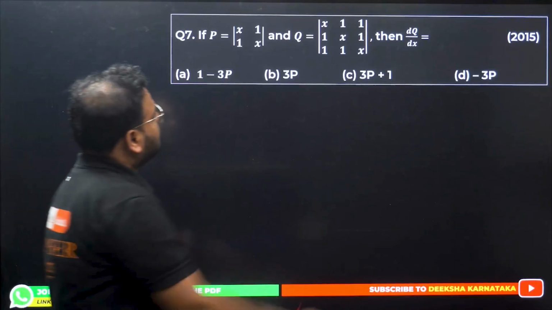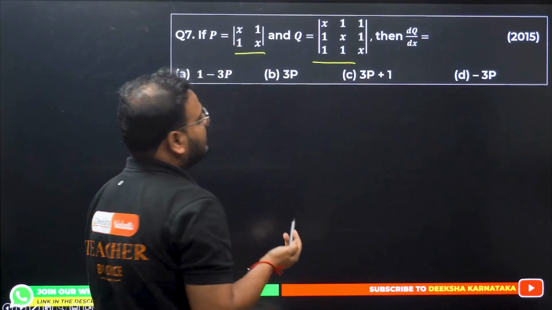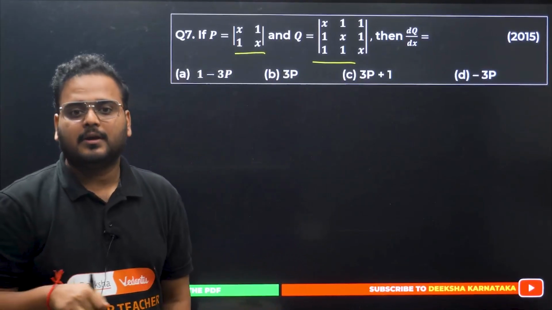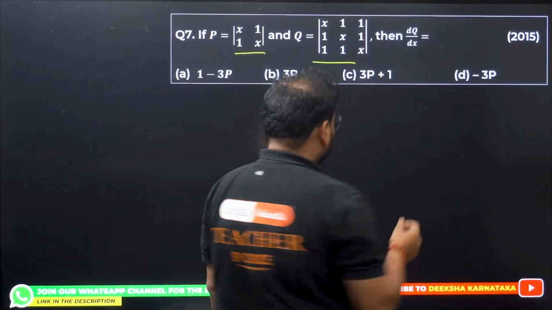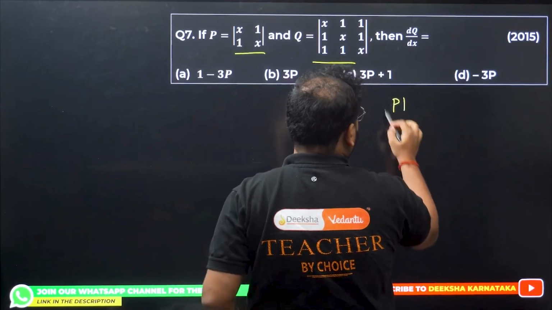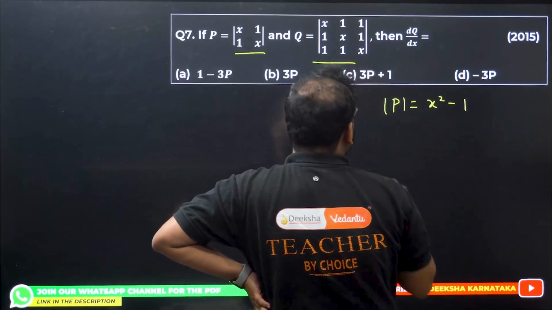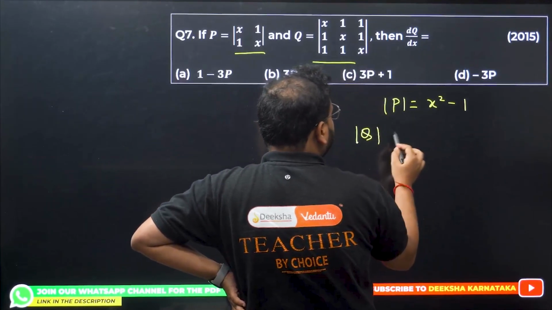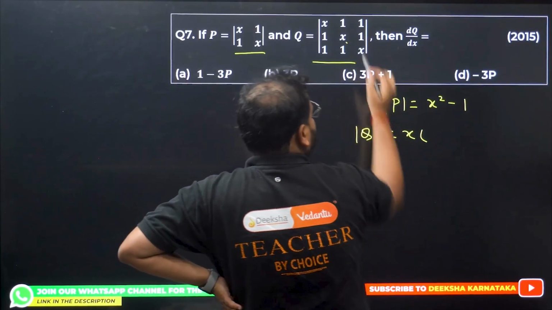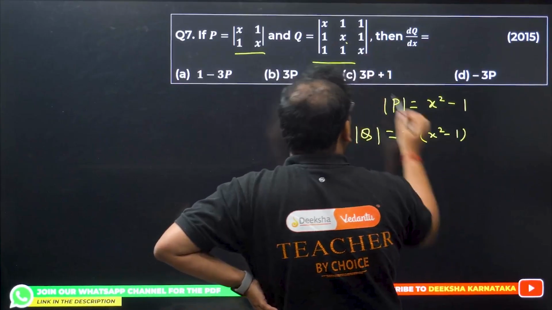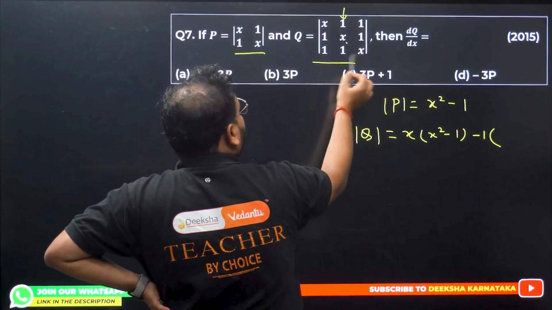So Q is this, P is the determinant we have. I'm looking for dq by dx, the derivative of Q with respect to the variable x. How do you do that? First find Q and P. I have to find P over here. Let's do that. I get x square minus 1. Same way, find the determinant of Q as well. So I'll find across x, what I'm getting, x into x is x square minus 1. Across minus 1 we can find the second term. What I'm going to get? x minus 1.